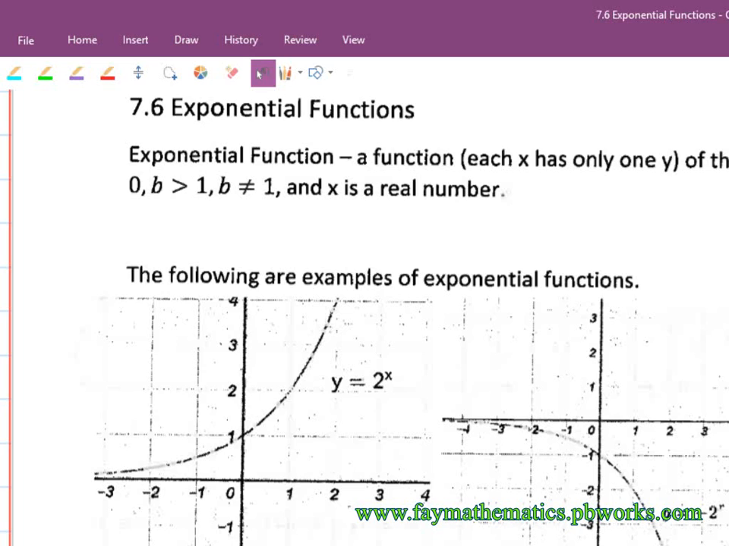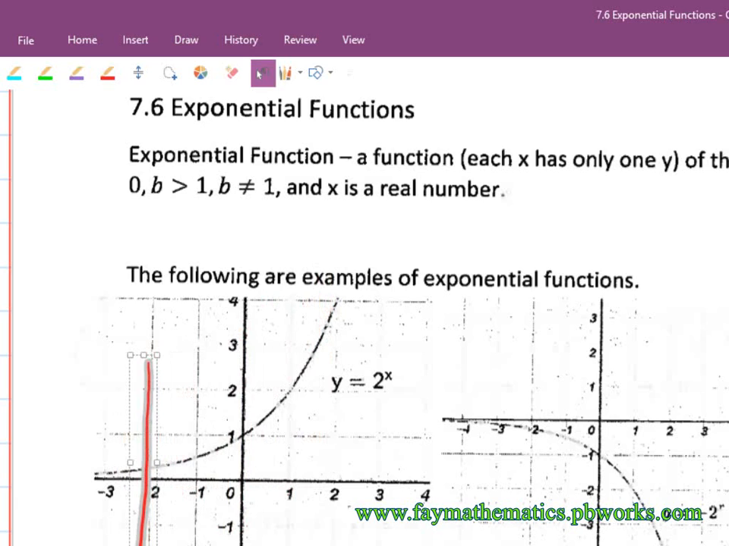7.6 is about exponential functions. An exponential function, by definition, is a function. And remember, a function means that each x value has only one y value. If you remember doing the vertical line test, any vertical line that I draw and slide anywhere throughout this curve only intersects one time everywhere. Okay, so this is a function.